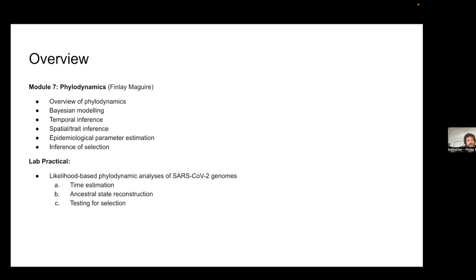And in the lab practical, we're going to look again at some of these phylodynamic analyses. We're going to do them using a small data set involving zoonoses in SARS-CoV-2, which several people in the attendee list are familiar with, and I think we're actually on the paper, looking at time estimation, ancestral state reconstruction, and selection testing.